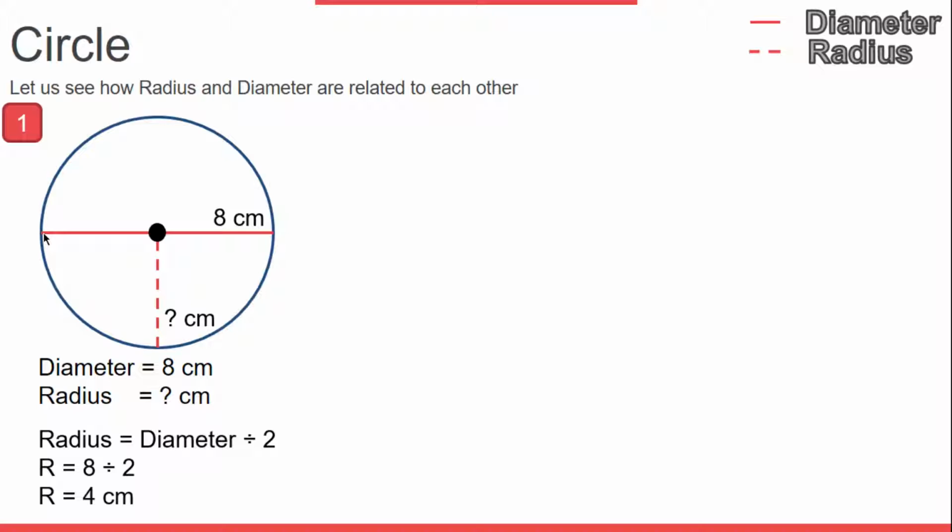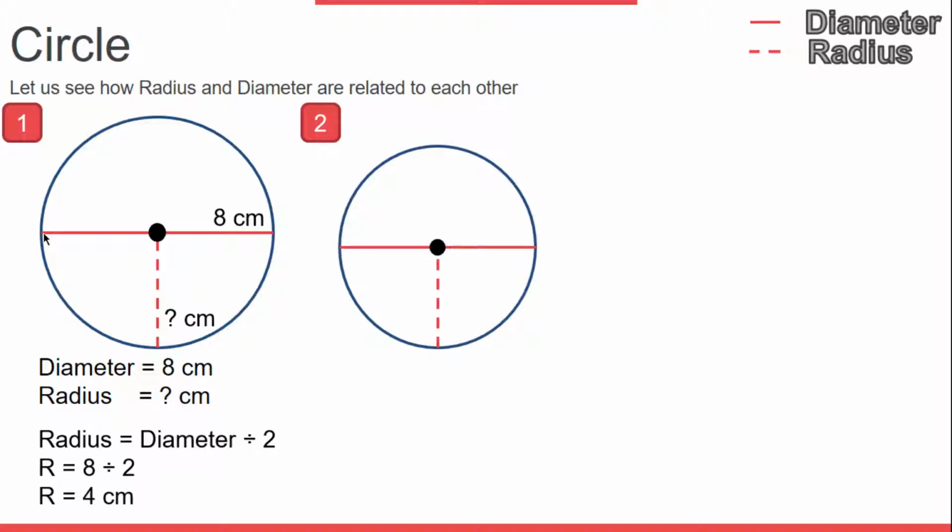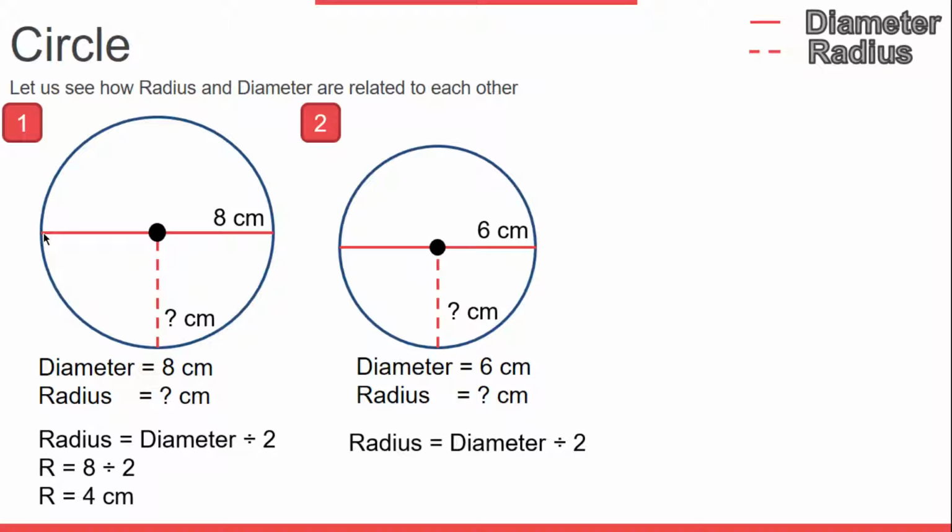Let us look at another example which will help us to understand this better. Okay, so again, as you can see, I have a smaller circle and the diameter given to me is 6 centimeters and radius is unknown. So I start out by writing first the information which is given to me. So I have written this down. Now I write the formula, which is radius equals diameter divided by 2.